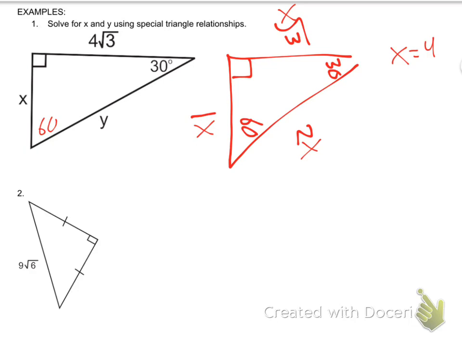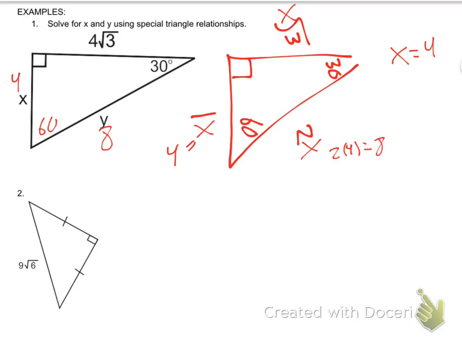Now, got to be careful. It may not line up with this idea that this x and this x are the same. So you got to be careful with that. But notice that if that's true, then this x is 4 and 2 times 4 is 8, right? So that means this has to be 8 and x has to be 4. So y is 8, x is 4.